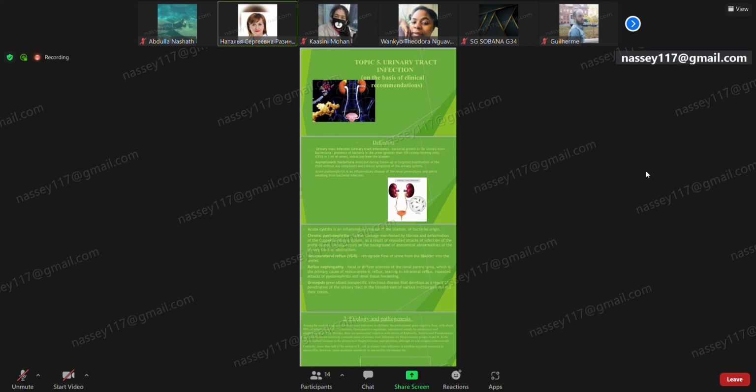Resulting from bacterial infection. Acute cystitis is an inflammatory disease of the bladder of bacterial origin. There is also the term chronic pyelonephritis, kidney damage manifested by fibrosis and deformation of the calyceal-pelvic system as a result of repeated attacks of infection. What does it mean, chronic pyelonephritis?